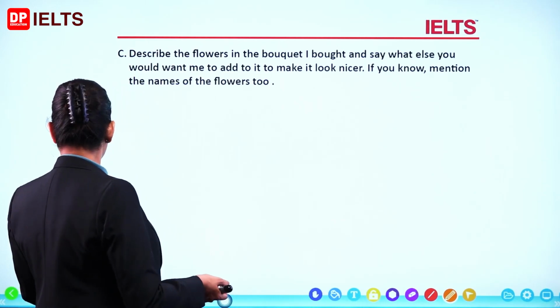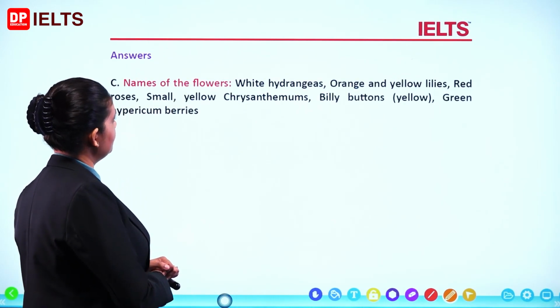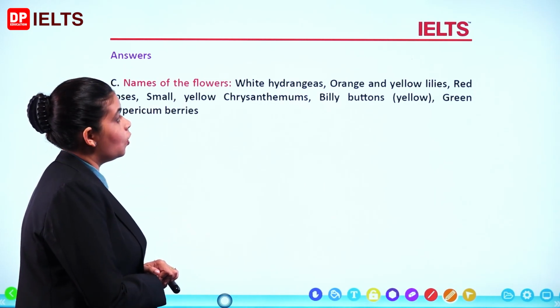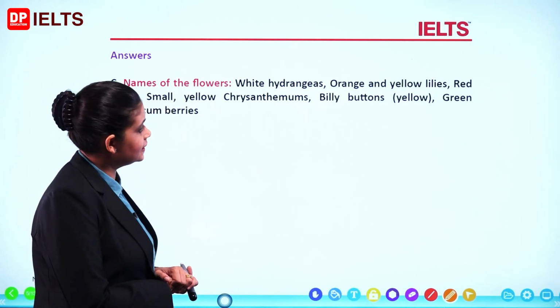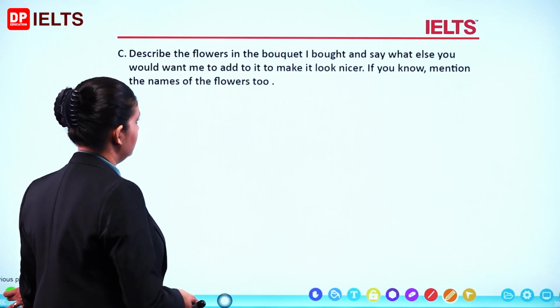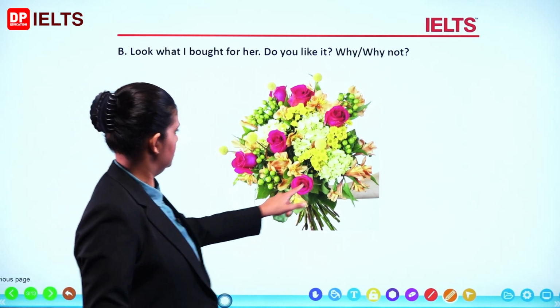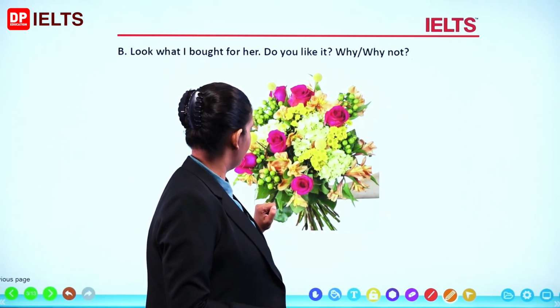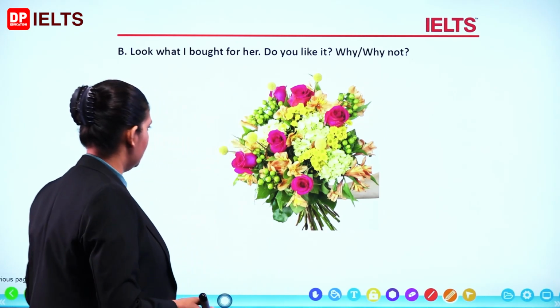Right. Let me show you. So the names of the flowers are the white hydrangeas, orange and yellow lilies. Okay. These are hydrangeas.